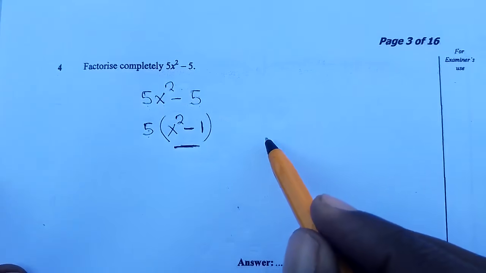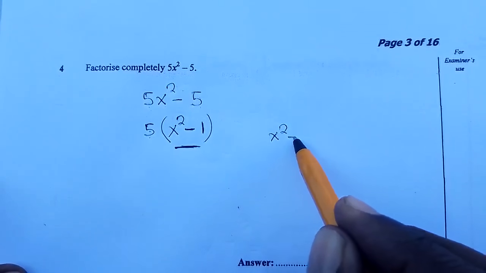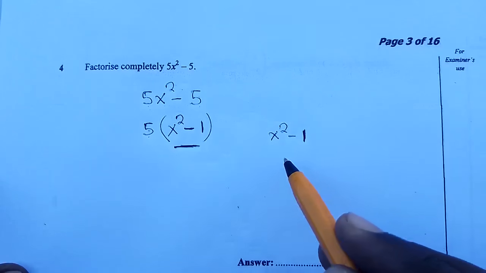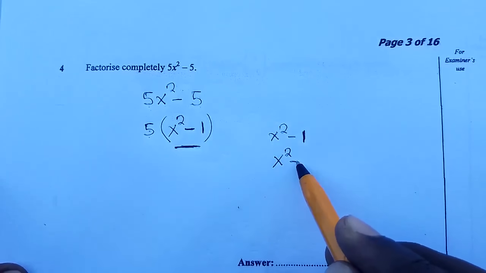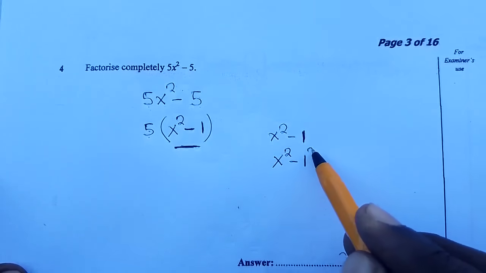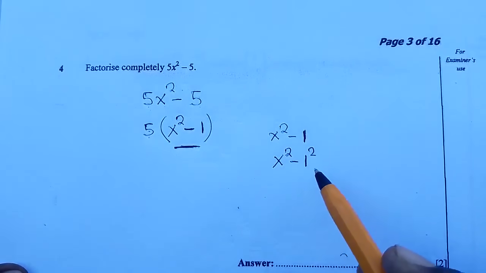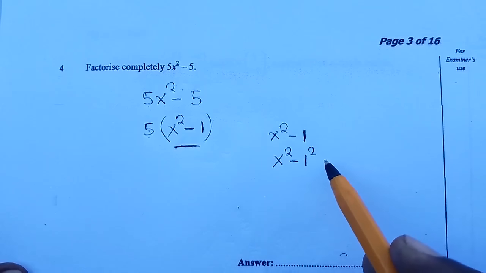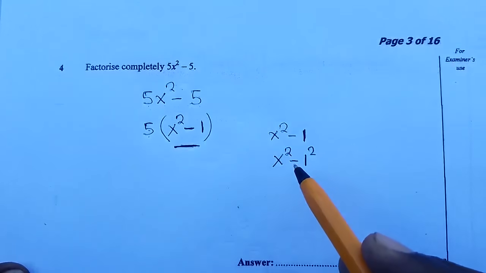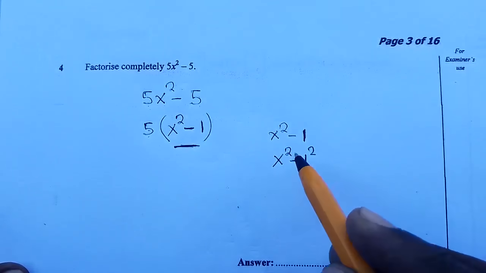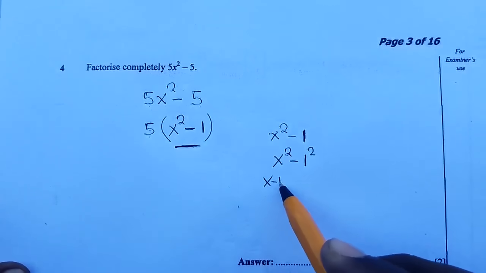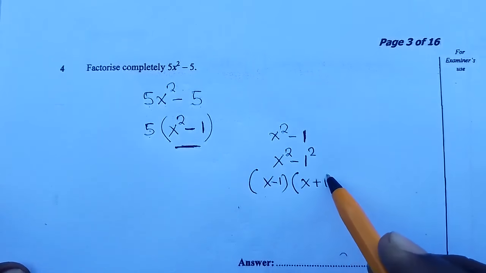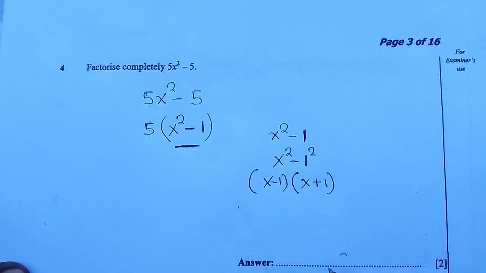So this is the same as x squared minus 1. What is the square root of 1? So you say x squared minus, what is the square root of 1? It is 1 squared. So the square root is just 1. Such that if you multiply 1 times 1, you get a 1. So you've seen we've got a 2 there and a 2 there. So you get x minus 1. You do this. You also get x plus 1. This is how you factorize that.